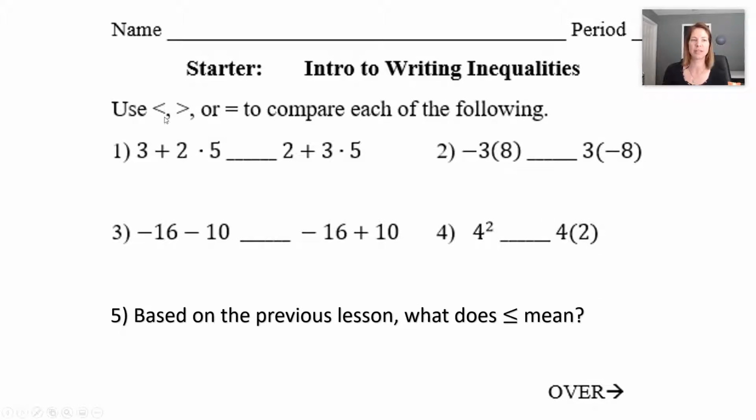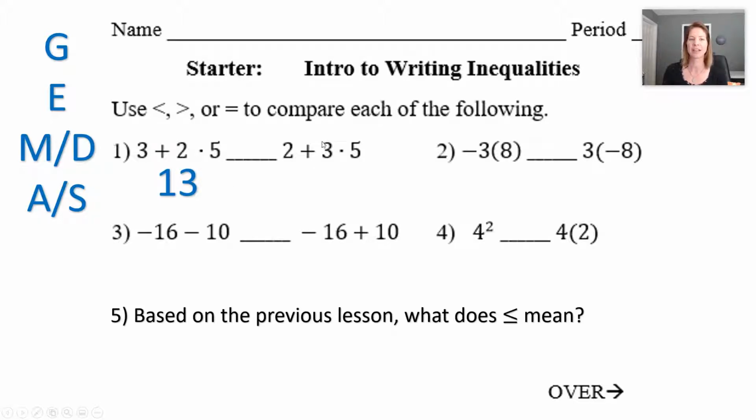This is the starter I use in class, so I'd like you to try number 1 by picking which of these symbols should go in between these two expressions. So for this one, you have to worry about order of operations. You need to multiply before you add. So 10 plus 3 is 13. 2, don't do the plus first. 3 times 5, then plus the 2 is 17. And 13 is less than 17.